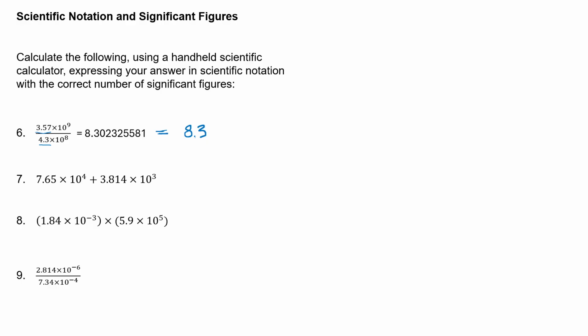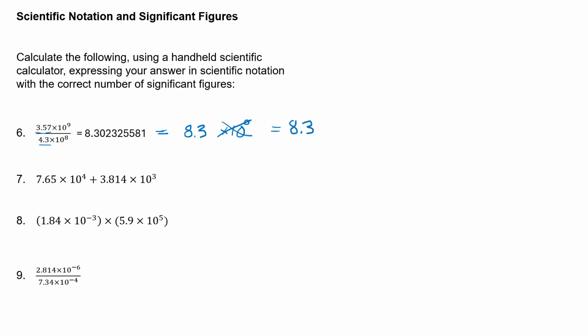And in this case, you don't need to say times 10 to the 0, even though that would technically be scientific notation, but we know that times 10 to the 0 is 1, so we can just leave it as 8.3. So this is okay as an answer, 8.3.